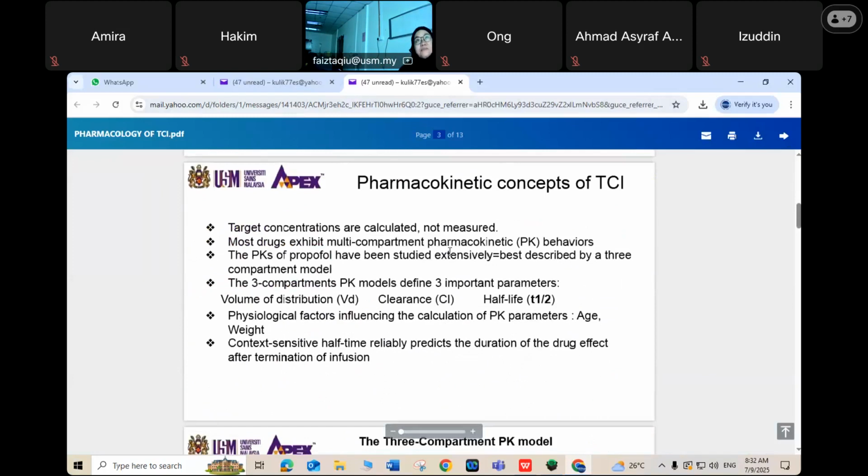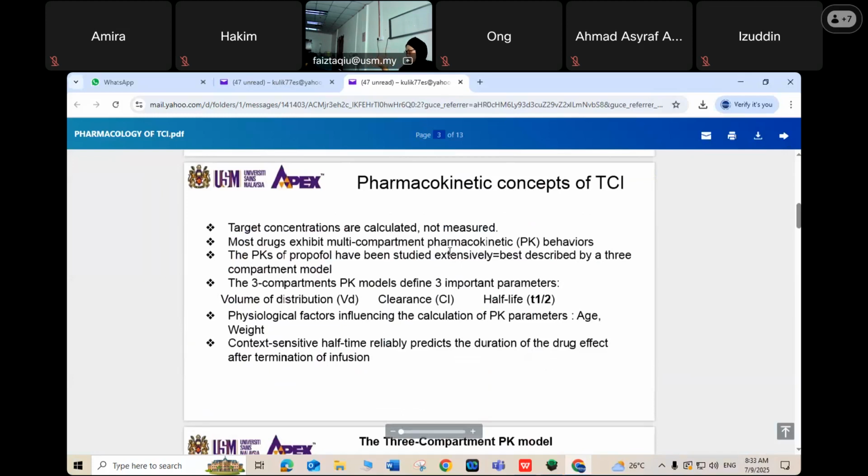Okay, so the concept is, first of all, it is calculated, it is not measured. Okay, everyone understand that. Okay, most drugs will exhibit multi-compartmental behavior. I don't think there's a drug that is a single compartment. Some drugs do have two compartments, especially a drug that is hydrophilic. Okay, they may exhibit two compartments, but the majority of drugs will exhibit multi-compartment, meaning three and more.